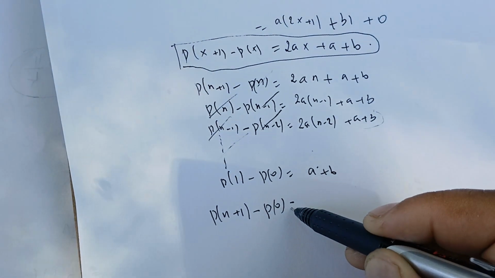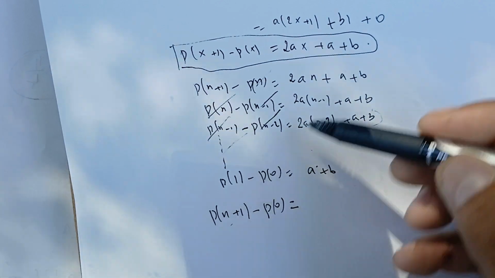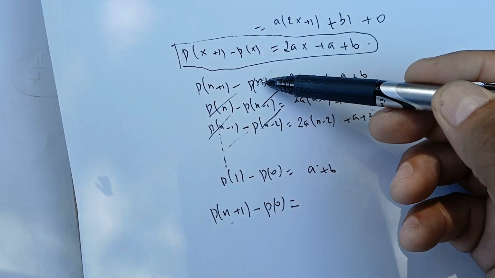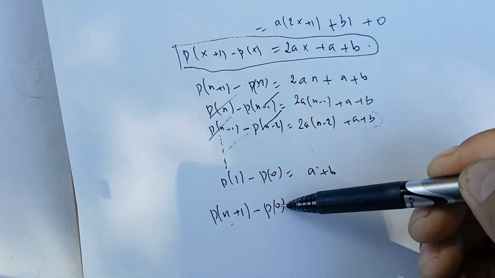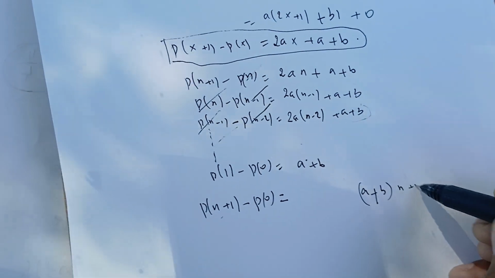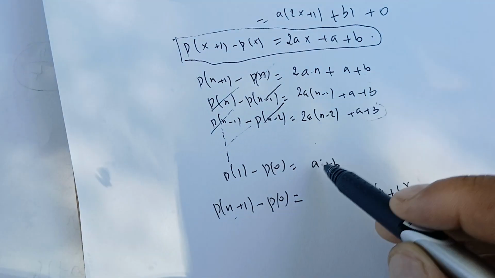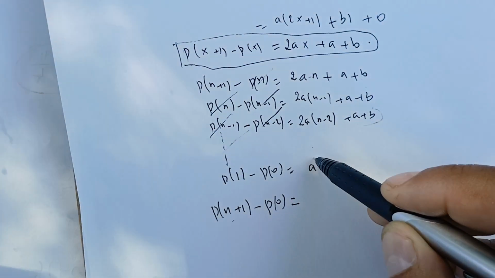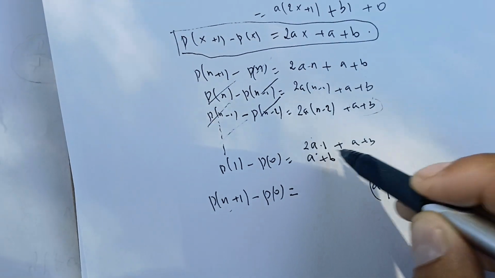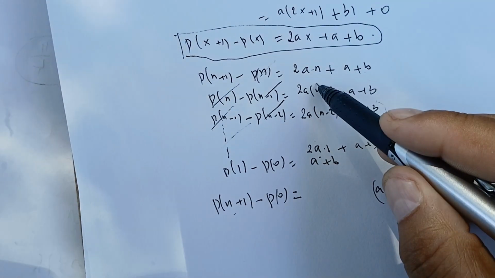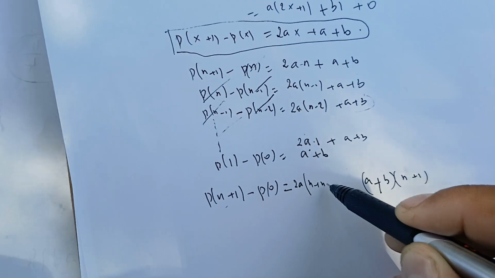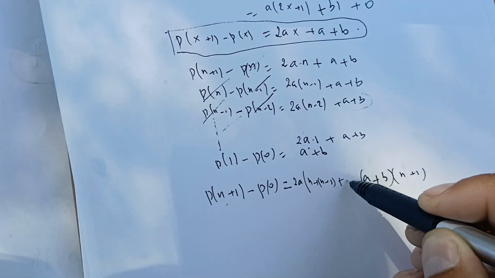Okay, so we have the left side. The right side is gonna be how many a plus b we have. So we started from n and we stopped at 0, so we did n plus 1 terms. So we have (a plus b) times (n plus 1). And here we have 2a times n plus n minus 1 plus n minus 2 up to 1.